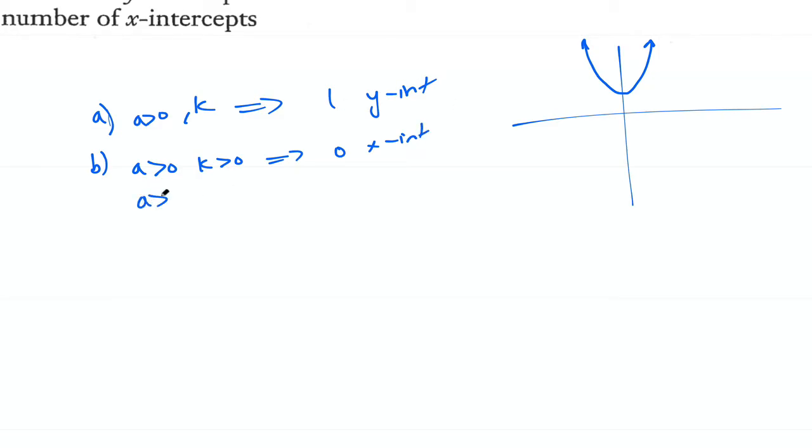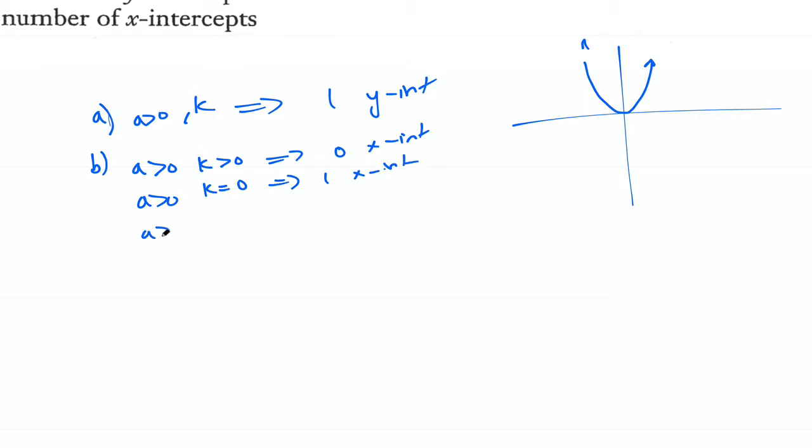The other case is when a is greater than 0, but k is less than 0, but let's say less than or equal to. If that's the case, we actually have the same parabola here. The only difference now is that we're moving this down to here. If this is actually equal to 0, we have exactly 1 x-intercept.